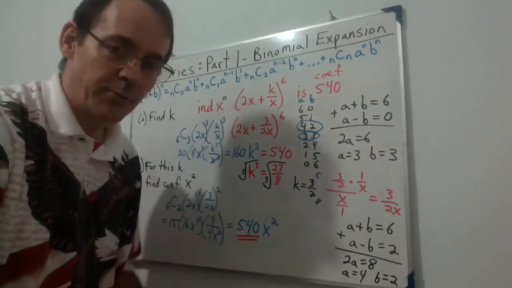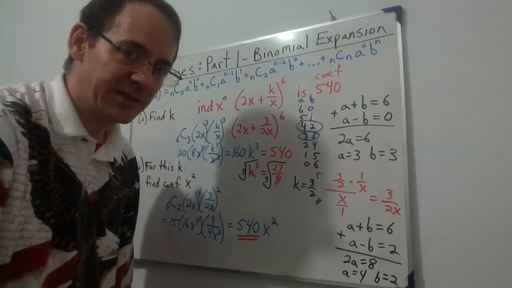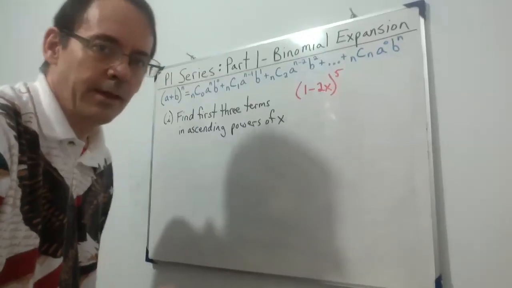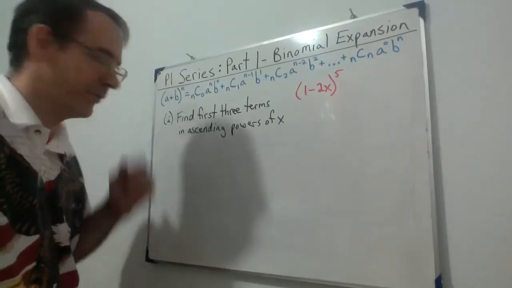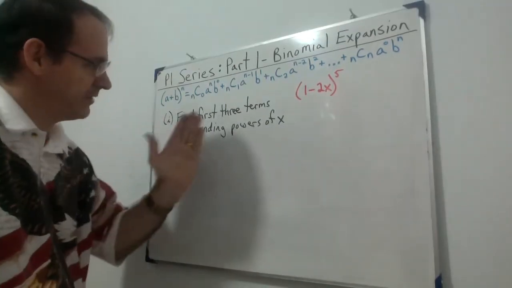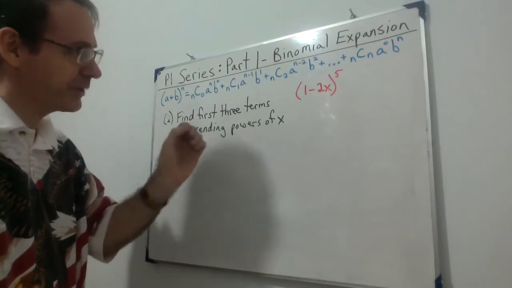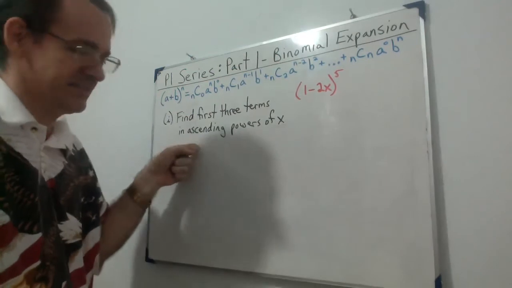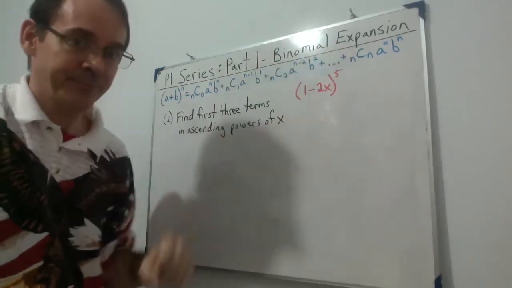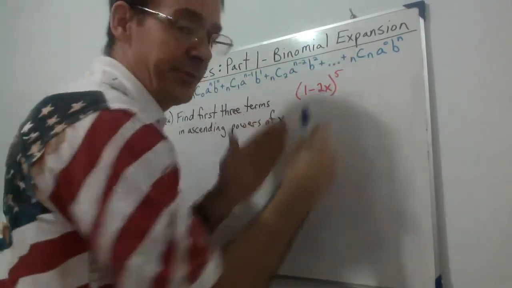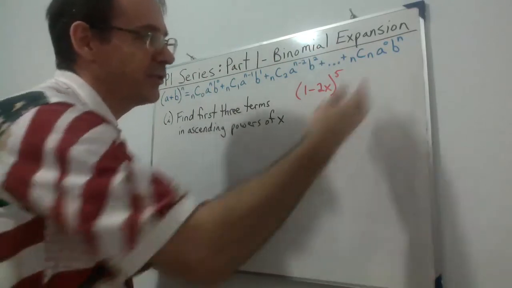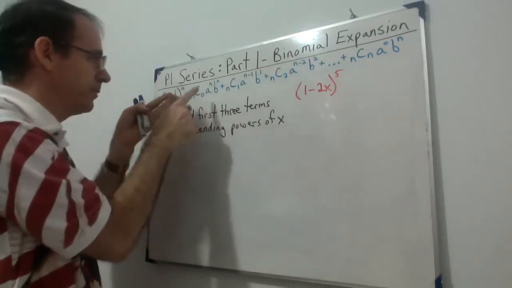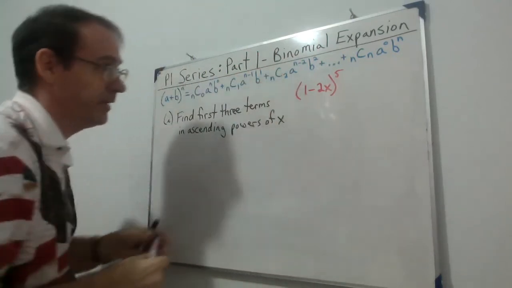Okay, we'll do one more example and we'll see if you can keep up and understand how this pattern works. Okay, here's our last example. This time it says find the first 3 terms in ascending powers of x. Ascending means going up. First 3 terms, we don't have to do our little algebraic thing this time. We can just go directly into the formula of first, second, and third term.